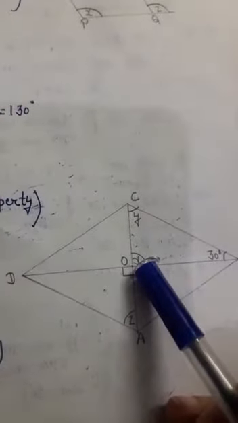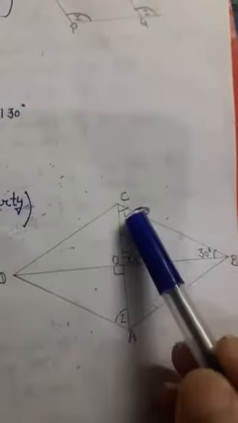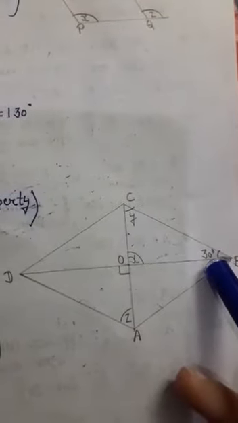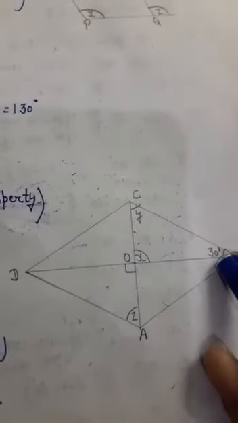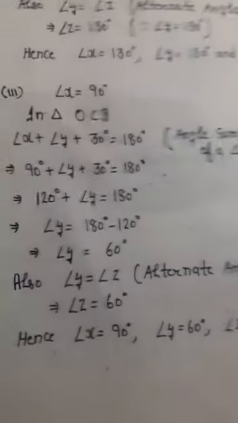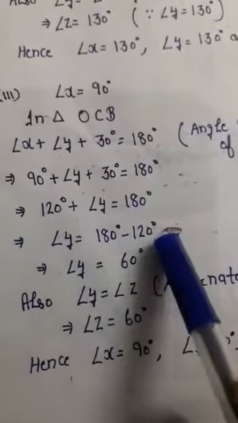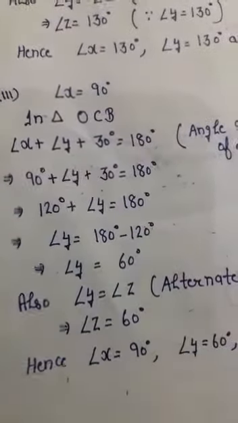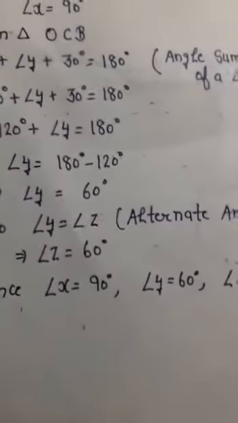If this angle is 90 degrees and it's a triangle, then 90 degrees plus y plus 30 degrees equals 180 degrees by the angle sum property of a triangle. 90 plus 30 is 120, 120 degrees plus y equals 180 degrees. That is y equals 180 minus 120, that is y equals 60 degrees. Now, if y is 60 degrees, then z is also 60 degrees by the condition of again alternate angles.